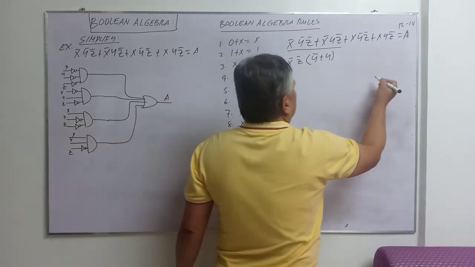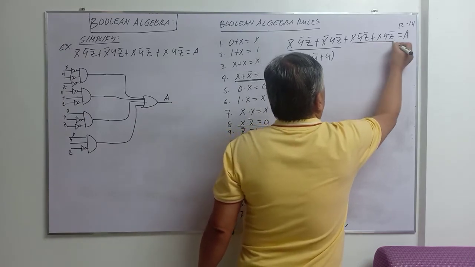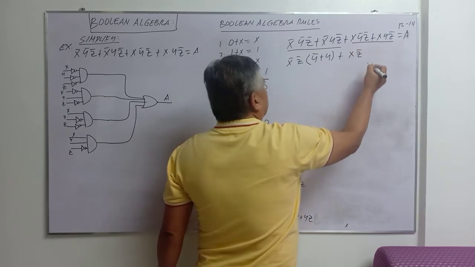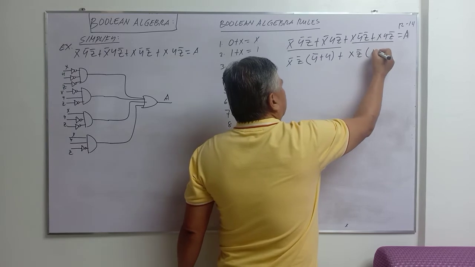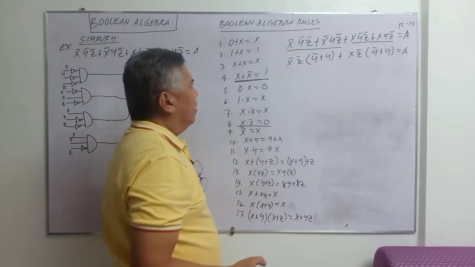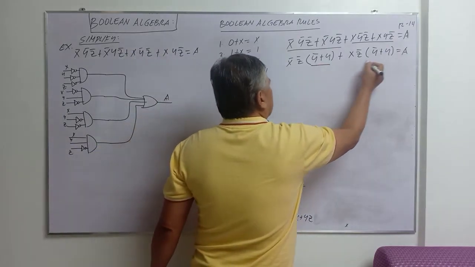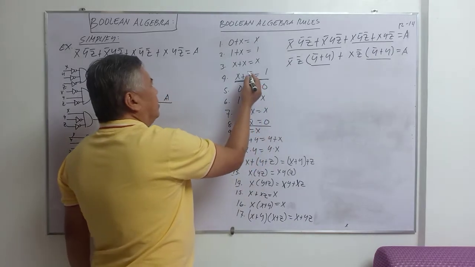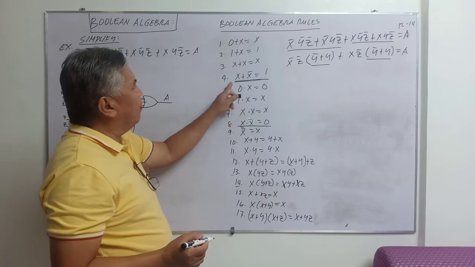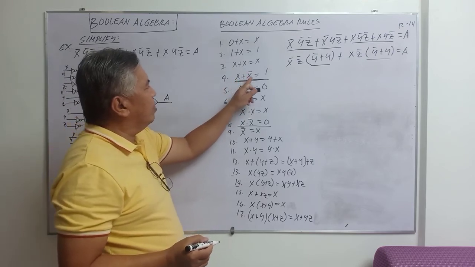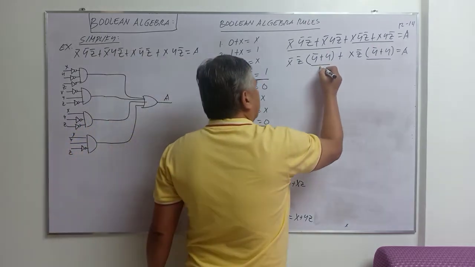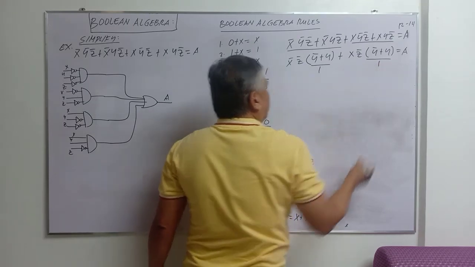And then, this one here, again, the common factor is X, Z bar, right? So what is left is Y bar plus Y is equal to A. And what is this? That is rule number 4. A variable added to the complement of that variable is equal to 1. So that means that this one here is equal to 1 and this is also equal to 1.